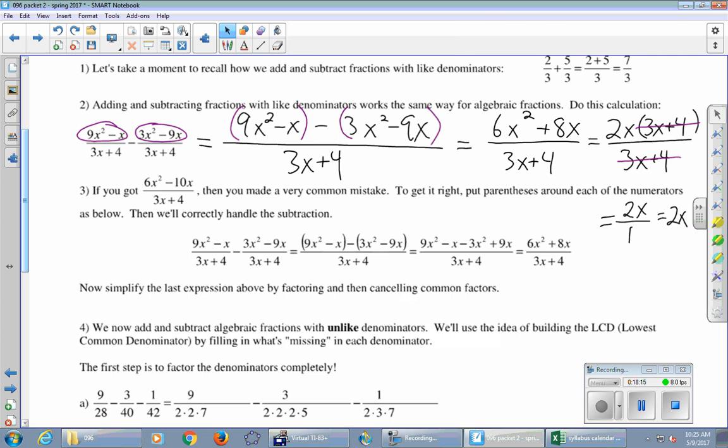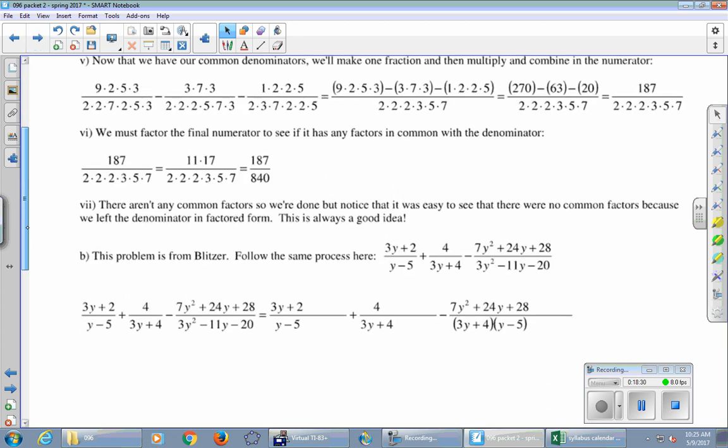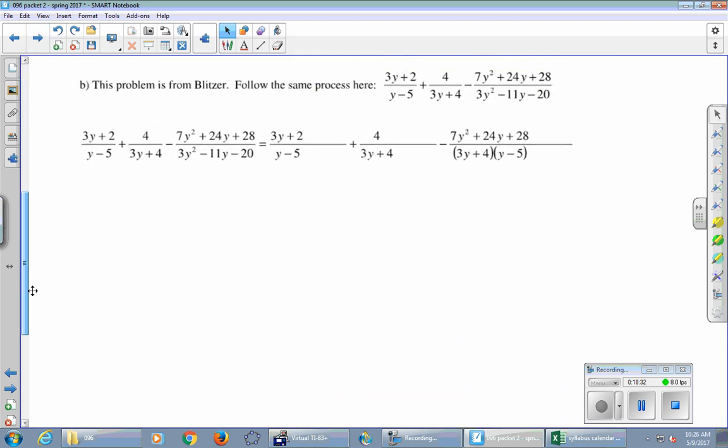Okay, so this is how we subtract 2 fractions. Adding is exactly the same. Again, what made this one easy-ish? Same denominator. So guess what we're about to do? Ones with different denominators. Next page. We're jumping right down here.